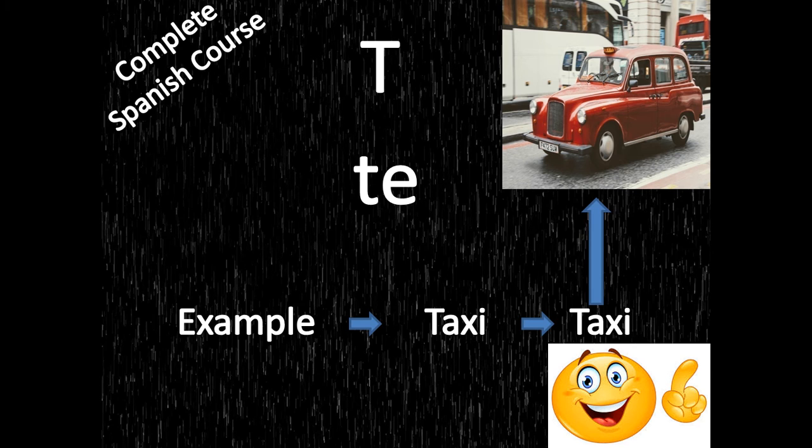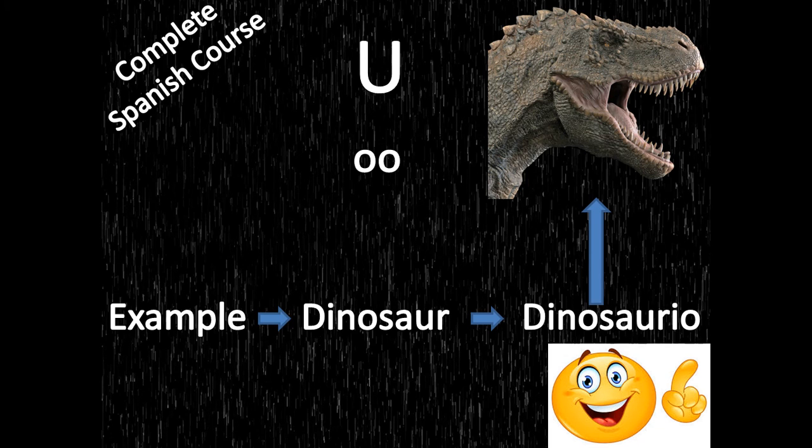Next letter is T. Example, taxi. Taxi is pronounced in Spanish as taxi. Okay. Oo. Repeat once. Example, dinosaur. Dinosaur is pronounced in Spanish as dinosauria. Repeat once. Dinosauria.